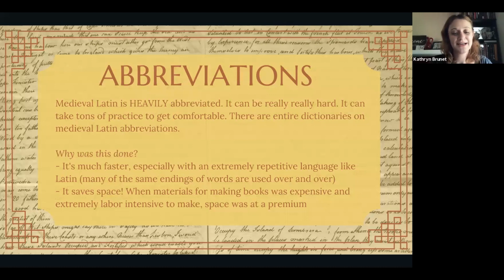So why abbreviate this much? It's much faster, especially with an extremely repetitive language like Latin, which has many of the same endings that are used over and over. Readers often already knew the texts, especially if it was religious, so they didn't need all the words spelled out when they needed to say their prayers in Latin. Also, it saves space. Scribes were conserving very expensive materials. Making medieval English books was very time-consuming, labor-intensive, and expensive. So saving space was saving time and money.